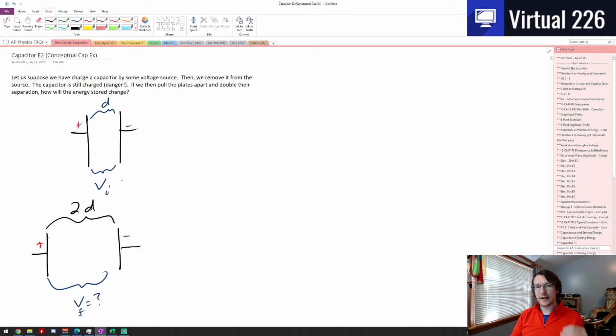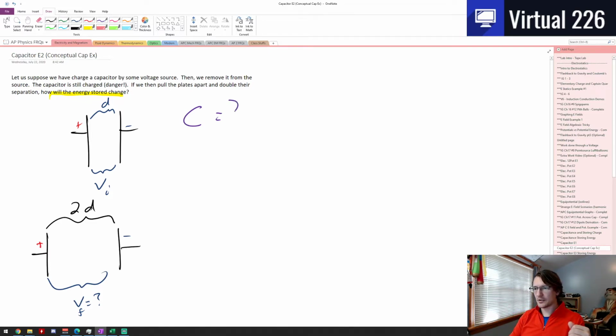How will the stored energy of this capacitor change when we pull them apart? That's what we're looking for. How will this energy change? Well, let's go to two equations real quick. The first we're going to look at is the actual capacitance of this capacitor. When we pull them apart, we change the physical geometry of the system.